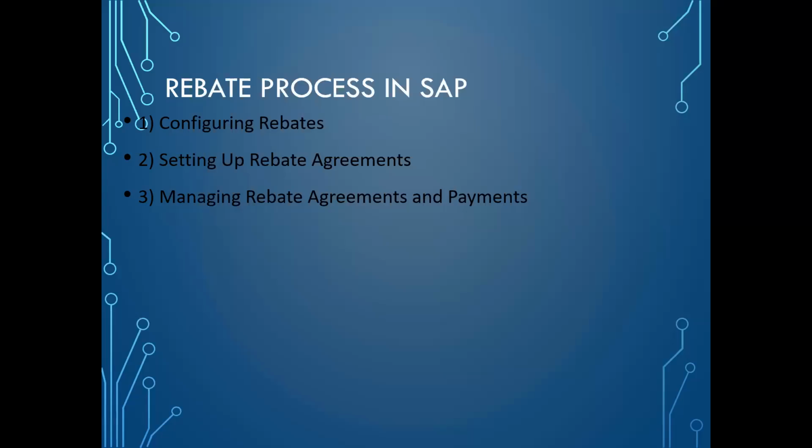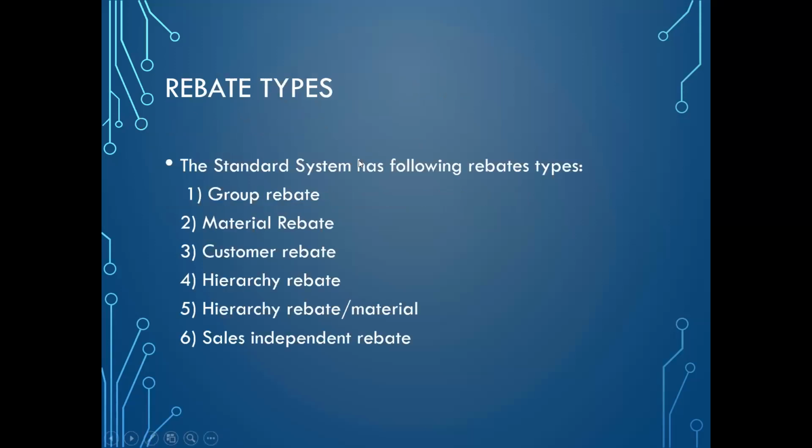Okay, so with the previous example, you can understand what is group rebate, what is material rebate, and what is customer rebate, and hierarchy rebate, hierarchy rebate with material, and sales independent rebate. So in our practical session, we'll try to cover group rebate, material rebate and customer rebate.